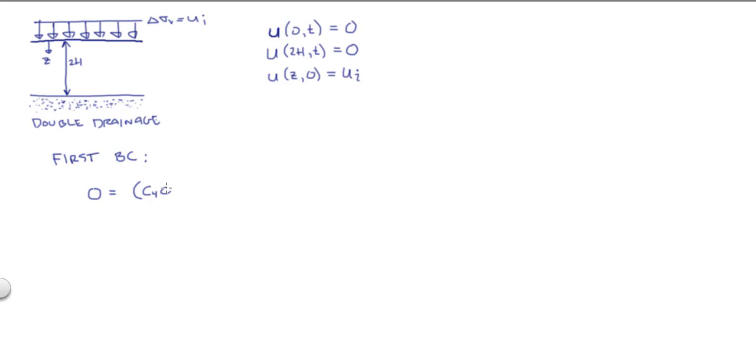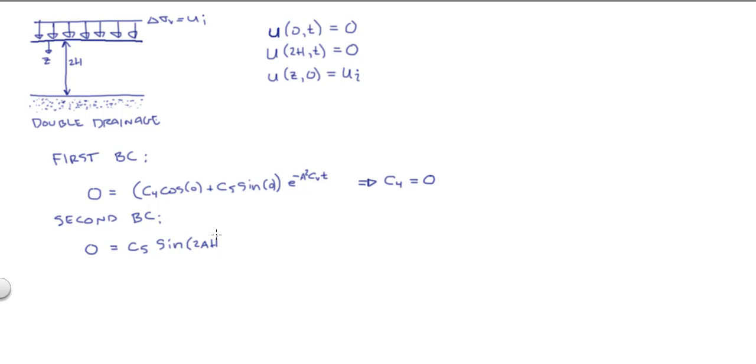Now if we solve the first BC, we'll say that 0 is equal to that expression for pore pressure at depth equals 0, so I'm substituting in here the zeros on the cosine and sine terms. The only way that that expression is true is if C4 is equal to 0. Okay, now we go to the second boundary condition, and we have 0 is equal to this expression now where we're substituting the depth at the bottom of the layer. So the az term would be 2aH, and we have e to the minus a squared cv t. Now I've taken out the C4 cosine term because C4 is 0.